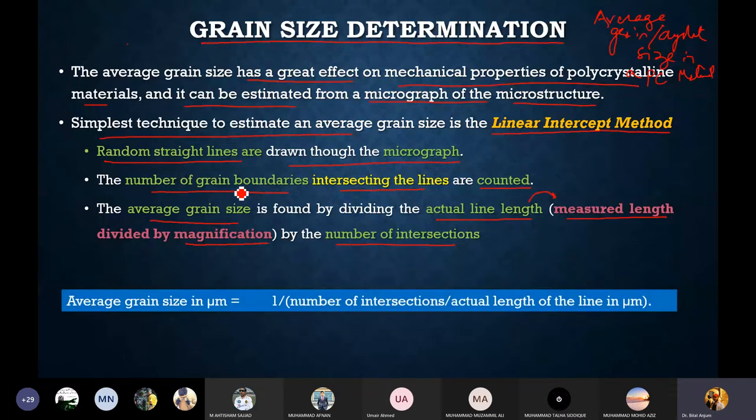Things would become clearer when we look into the example itself. So the average grain size in micrometer is essentially the actual length of the line in micrometer divided by the number of intersections.